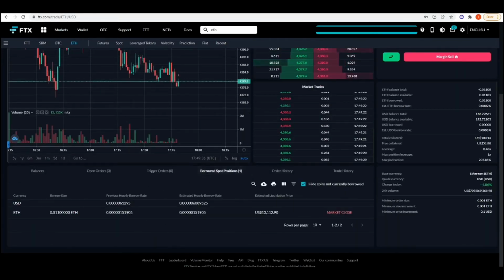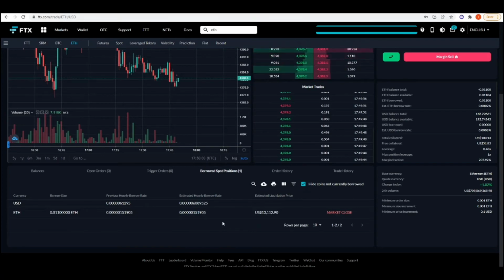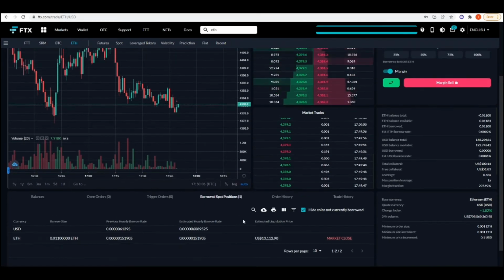So if I go to borrowed spot position here, we can see that I borrowed ETH to do this. So in the process of short selling, what you do is you borrow ETH, sell it into the market, and then when you want to close your position, you buy it back, and then you keep whatever the difference is. So when you're short selling ETH, you will have to pay an hourly borrow rate. So this is my borrow rate currently right now. It's not very high. I want to say like 1 or 2% a year. So it's not super expensive to go ahead and actually short sell Ethereum.